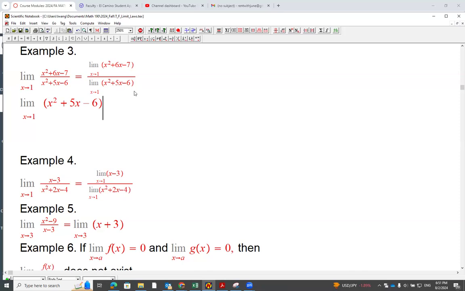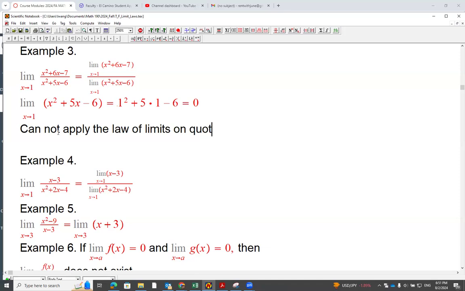Well, this is a polynomial. We can do direct substitution, and so replace x by 1. Well, this is going to be equal to 0. And therefore, we cannot apply the law of limit on quotient. So this is the easy fix. And therefore, that statement is false.